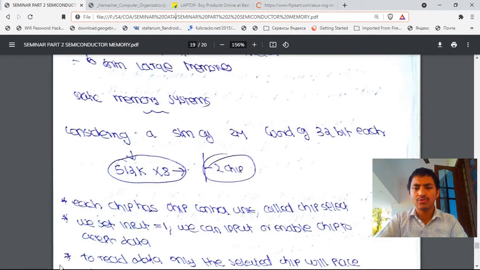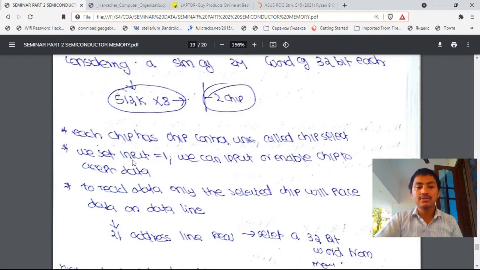If we set the input equal to 1, we are not going into so much detail. Only a simple explanation was given in the textbook, so that's why I preferred it. If I set the input equal to 1, we can input or enable the chip to accept data. So if you want to input the data, we can set the input equal to 1.